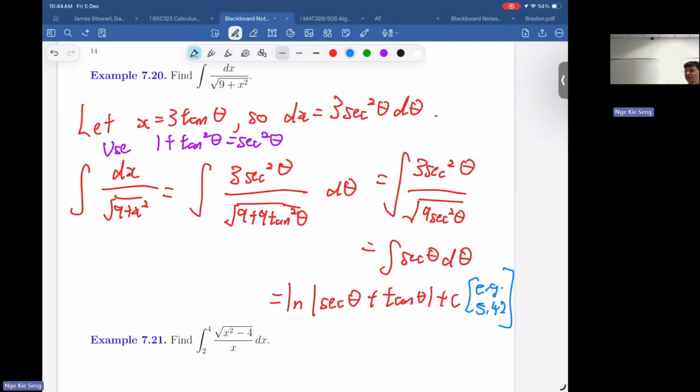But this is in terms of theta, right? We need to put it back to x. To put it back to x, you need to check using this substitution. So theta will become tangent inverse of x over 3. You substitute everything back. You get secant of tangent inverse of x over 3, so tangent on tangent inverse becomes x over 3, plus c.